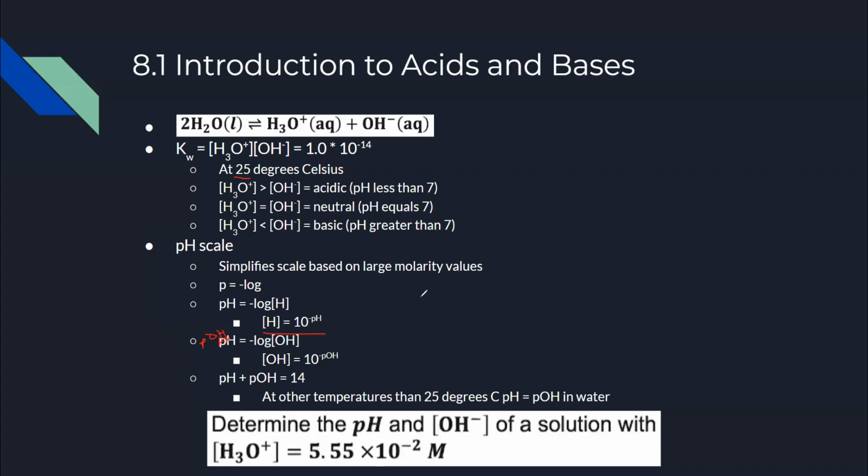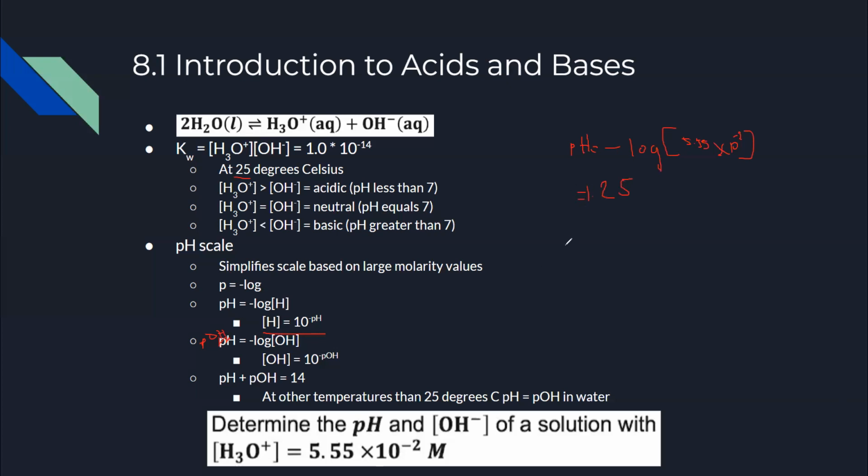What I'm going to do is find the pH, and I'll show my work over here. pH equals negative log of 5.5 times 10 to the negative 2. So let's use a calculator to plug that in. Negative log of 5.5 times 10 to the negative 2 would equal a pH of 1.25.